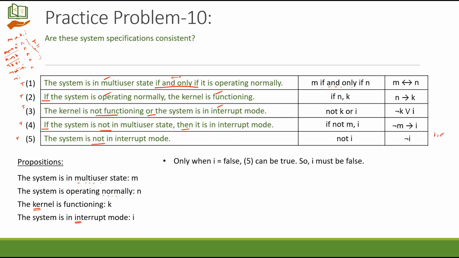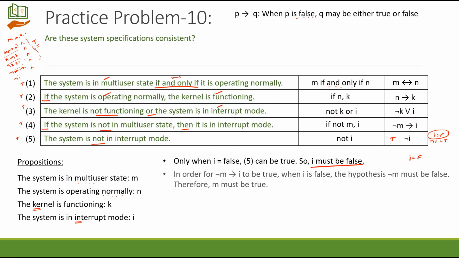So if I is equal to F, negation of I will become true. So for that, what will be the value of I? It is false. Only then will this particular specification turn true. So we are starting with a single variable. From this, I must be false. So we know the value of I is equal to false. What is P implies Q? When P is false, Q can be either true or false. So we are going to use this for the next one.